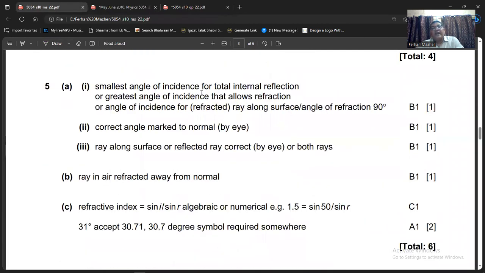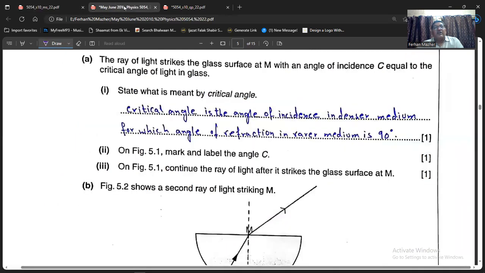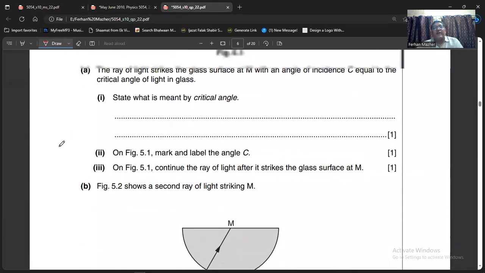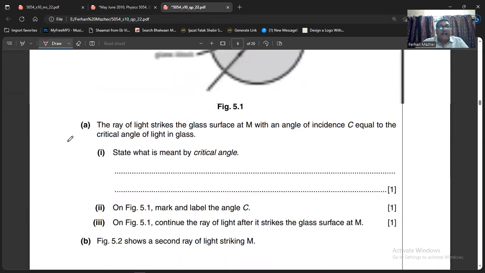So here we have that definition. Okay, so then we have question number 5a, second part on the figure 5.1. Mark and label the angle C. And then the third part is on the figure 5.1. Continue the ray of light after it strikes the glass surface at M.